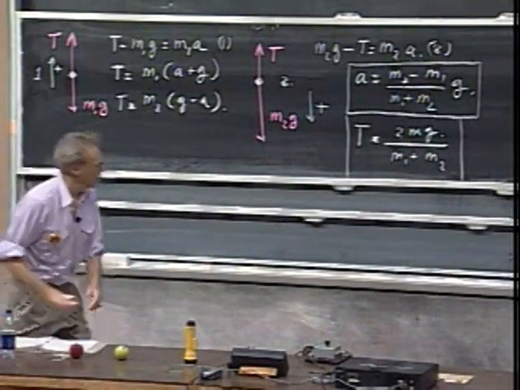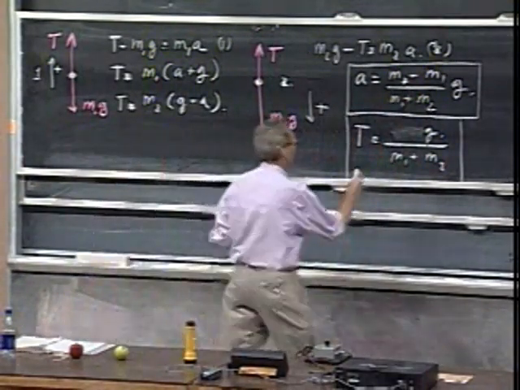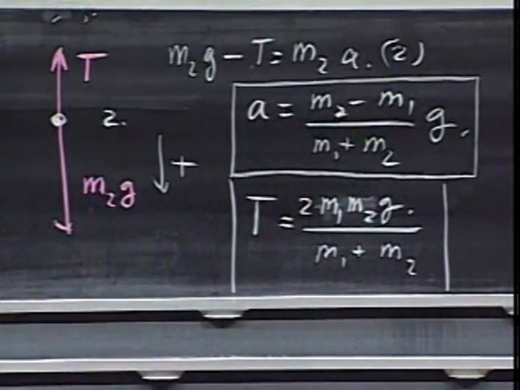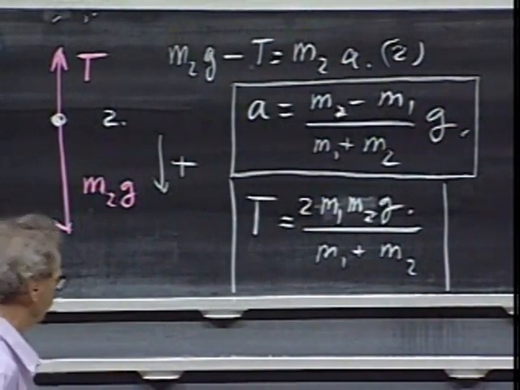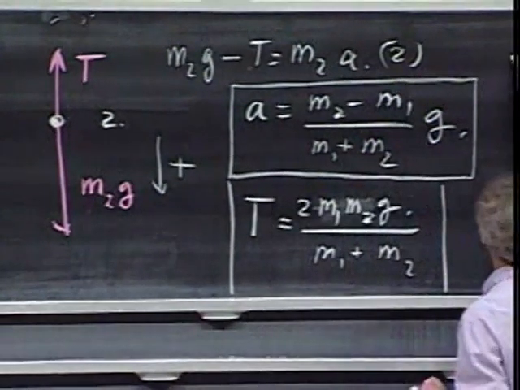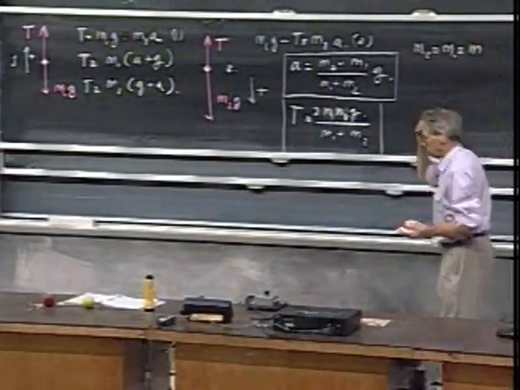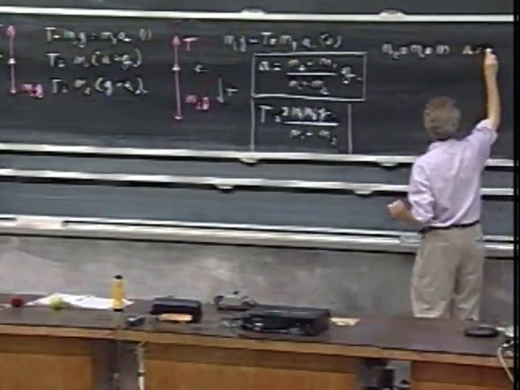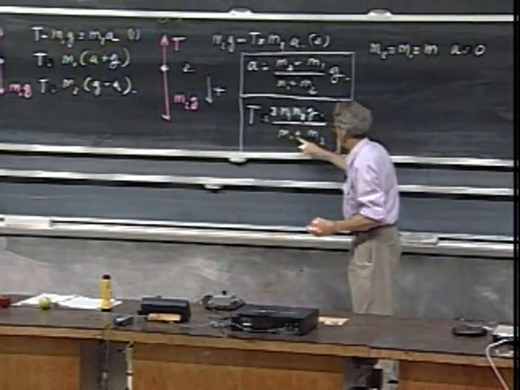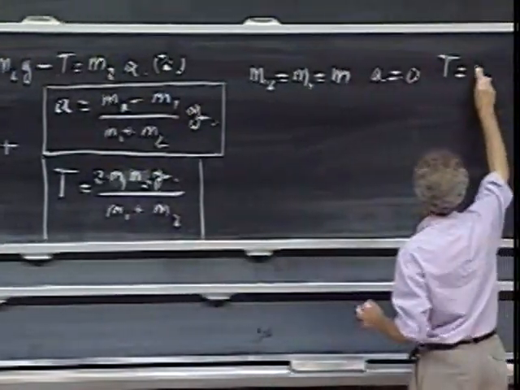Let's look at these equations. Let's scrutinize them a little. Let's get some feeling for it, rather than accepting them as being dumb equations. Let's first take the case that m2 equals m1, and I'll call that m. Notice that a becomes 0, and notice if you substitute m for m1 and m2 here, that you get 2m, you get mg. So T becomes mg.